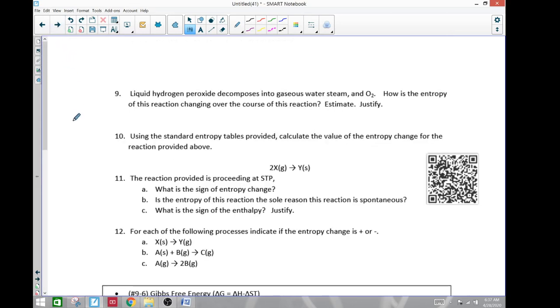All right, so liquid hydrogen peroxide can decompose into gaseous steam and water. How is the entropy of this changing over the course of the reaction? Justify. Okay, so we have H2O2 liquid going to H2O gas plus O2 gas, and of course there's 2 of these, but it is increasing, positive delta S, and this is due to increased movement.